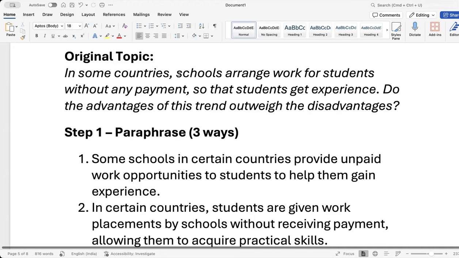Okay, so now take another question. Taking another question, in some countries, schools arrange work for students without any payment so that students get experience. Have you seen this happening?